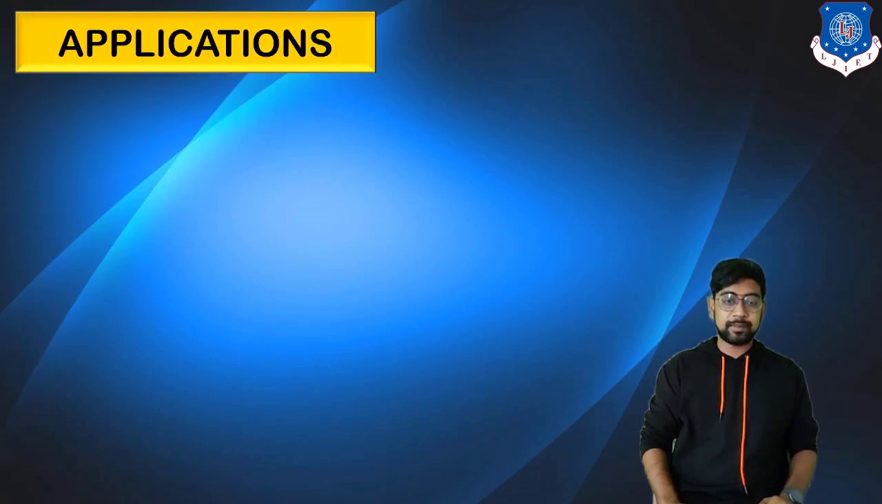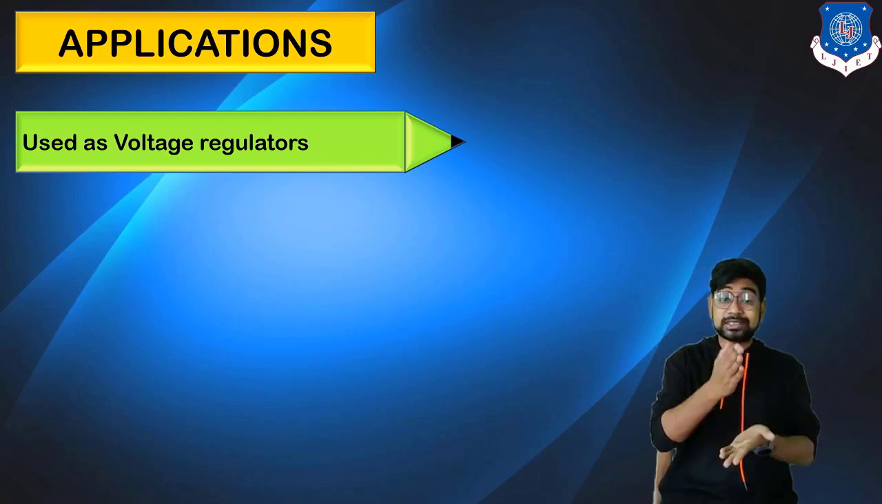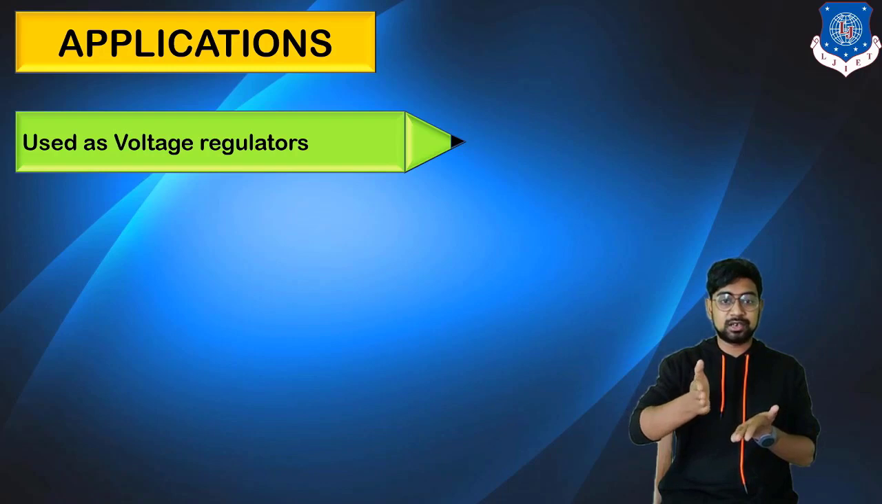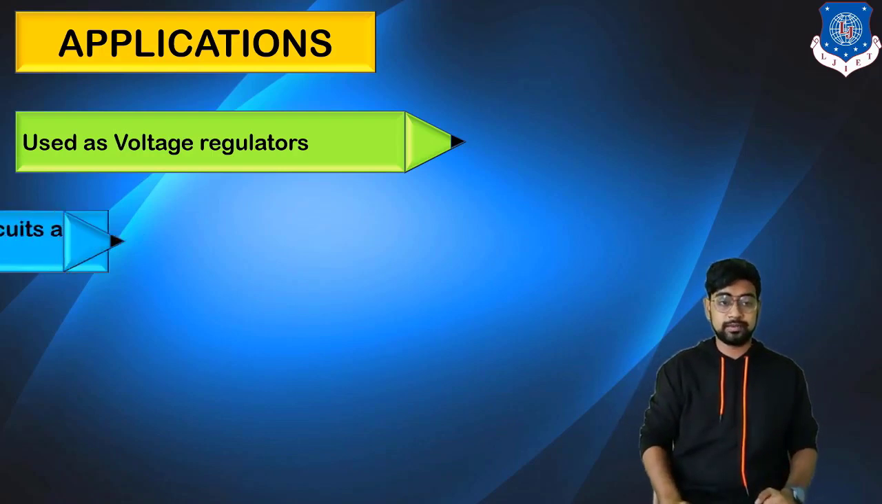Now we go with the applications. First, as a voltage regulator. What is voltage regulation? It means controlling the voltage. If you set the Zener diode at a particular voltage, for example 5, its operation will start after 5 only.